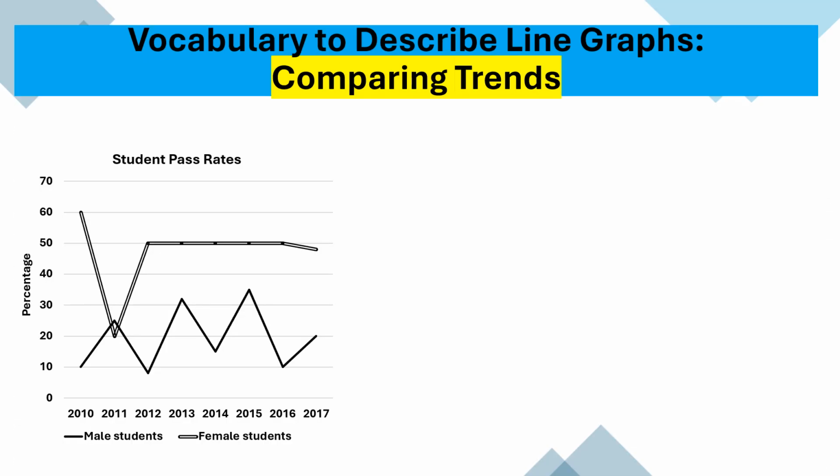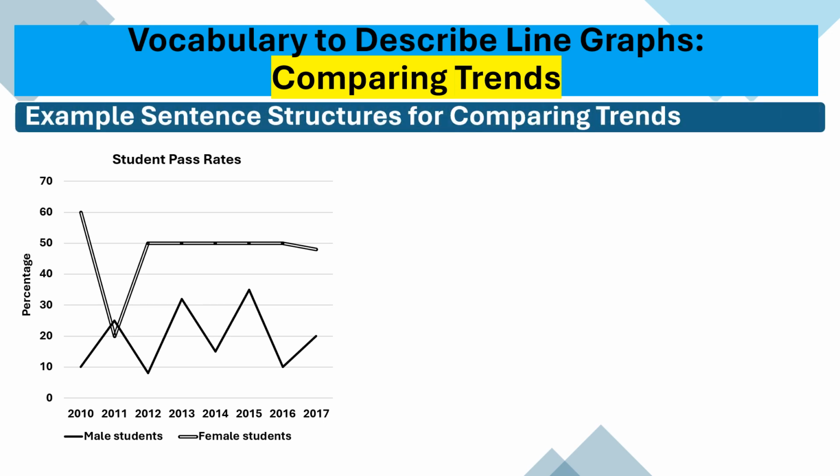Now that we have covered the vocabulary for describing trends, let's focus on an essential IELTS skill, comparing trends between different categories. Instead of simply describing each category separately, we need to highlight how they relate to each other. So let's look at how we can structure our comparisons effectively in writing.